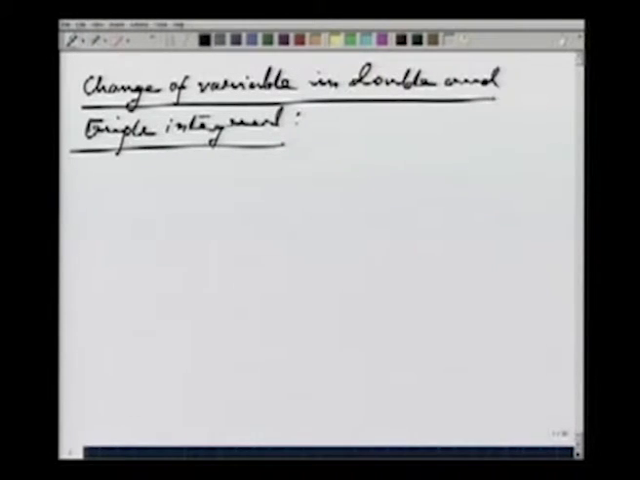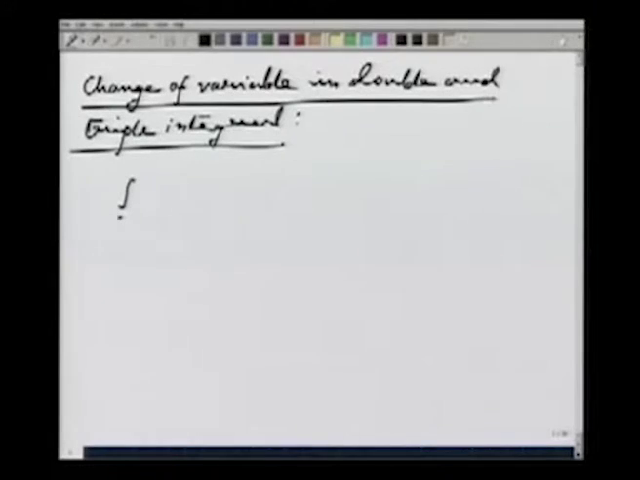Well, unlike the one variable case, to prove the formulas for the change of variable in the double integral is conceptually a bit difficult. So what we will try to do is explain what the change of variable formula means and give you a neat formula based on which we can calculate certain integrals and use the change of variable formula.